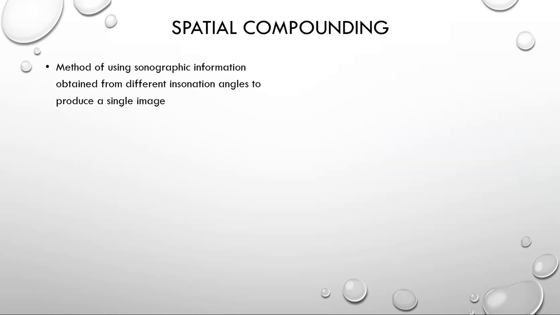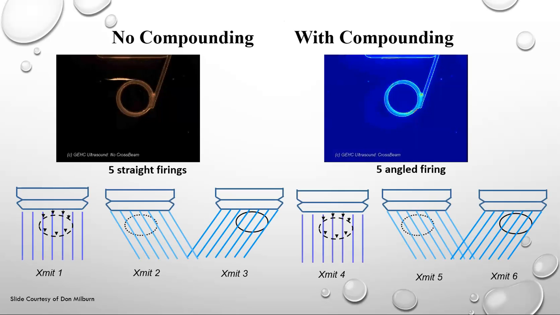Spatial compounding is a method of using sonographic information which is obtained from different insonation angles to produce a single image. With no compounding, the signal is sent straight down from the transducer into the tissues. With compounding, on the other hand, each signal is formed to come at a slightly different angle and strike the tissue at different angles.